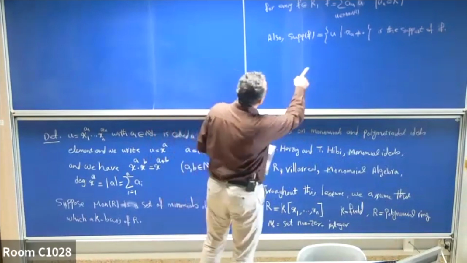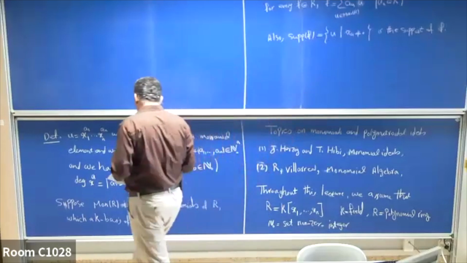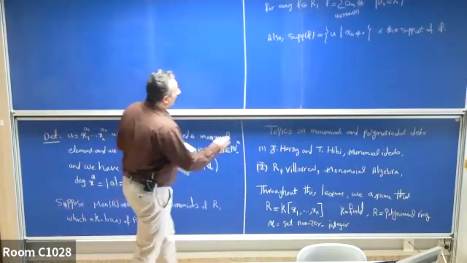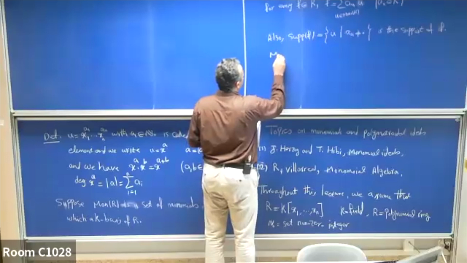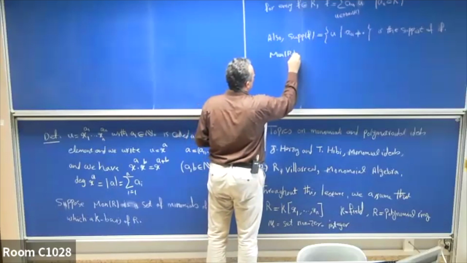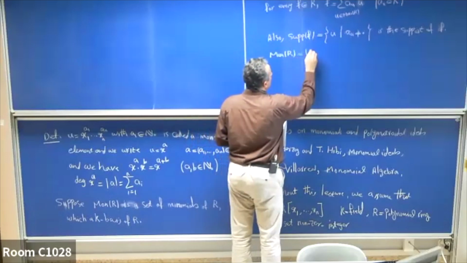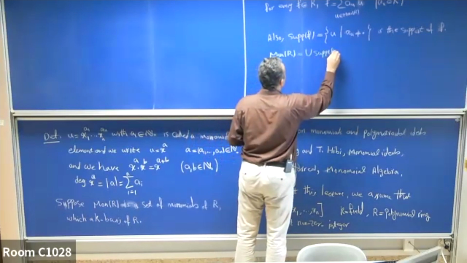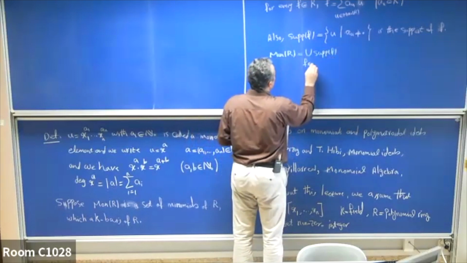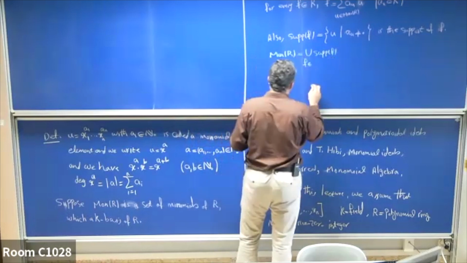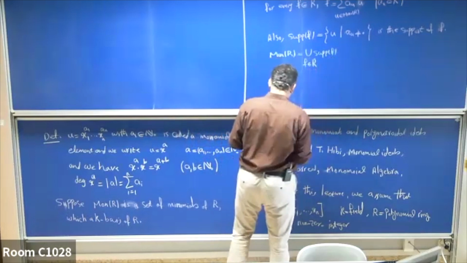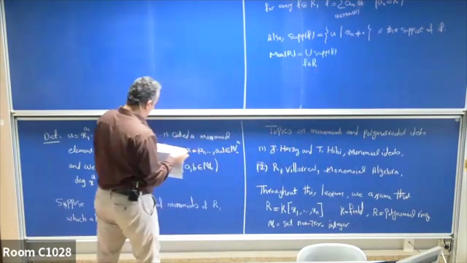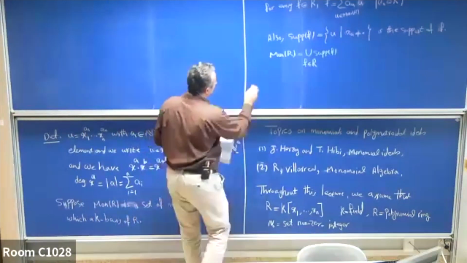By this definition, when we look at Mon(R), we have this equality: Mon(R) is the union of the supports of f, where f is in R. We can write this equation.